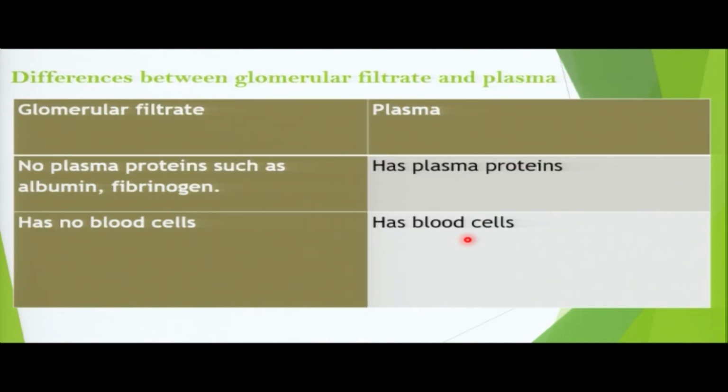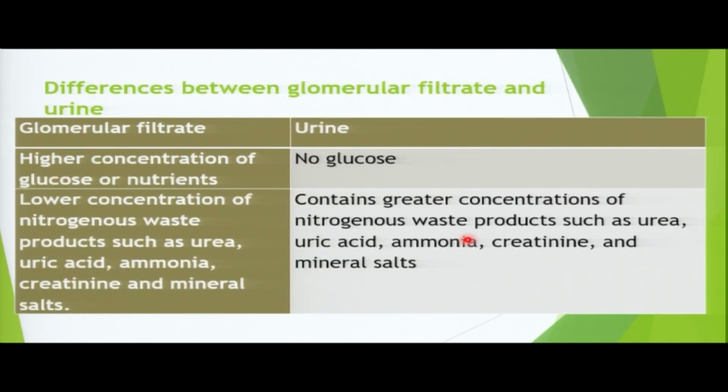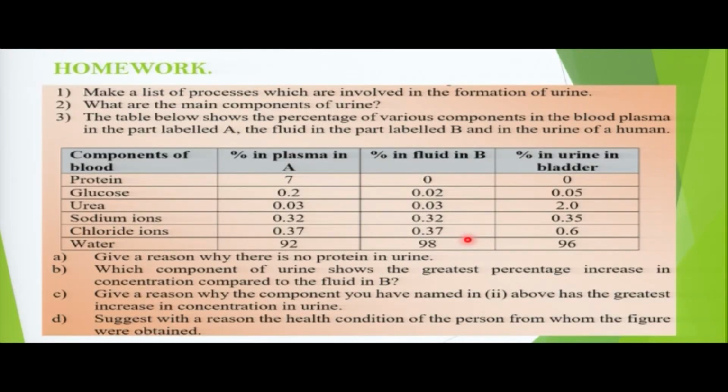And then how is plasma different from the glomerular filtrate? The glomerular filtrate contains no plasma proteins and no red blood cells, while plasma can still have those large proteins and red blood cells. Is it okay? No glucose in urine, as you have said. So how do you feel with this? Because if I ask you to describe the mechanism of urine formation, will you be ready? I hope you'll be ready.